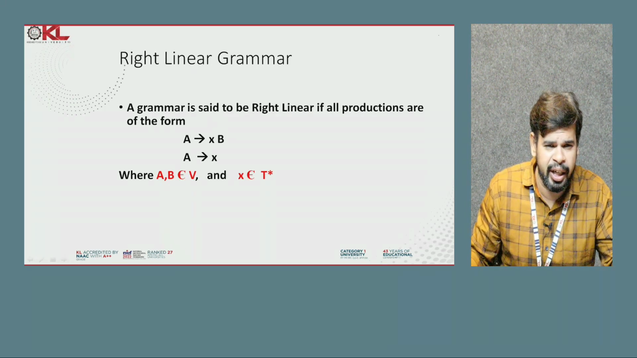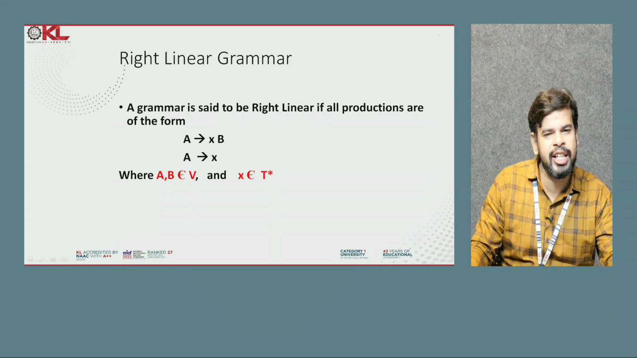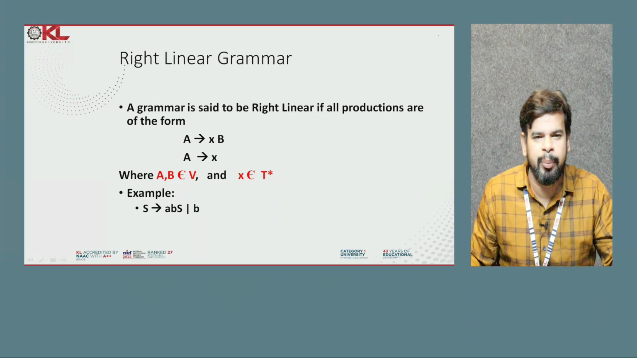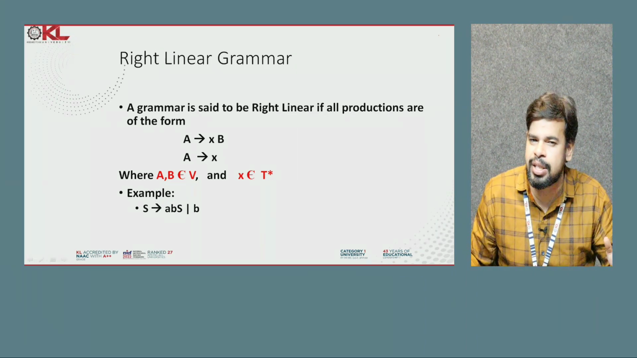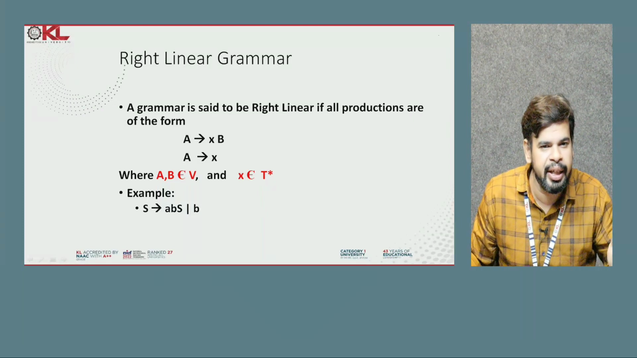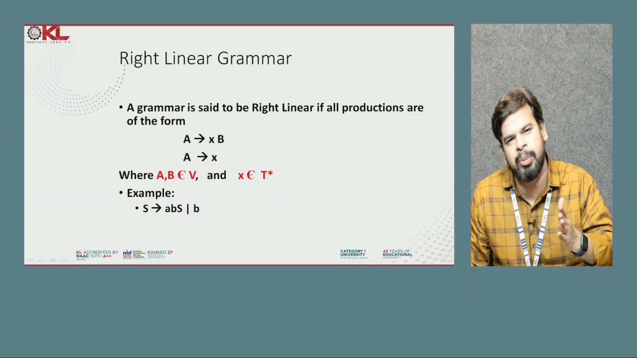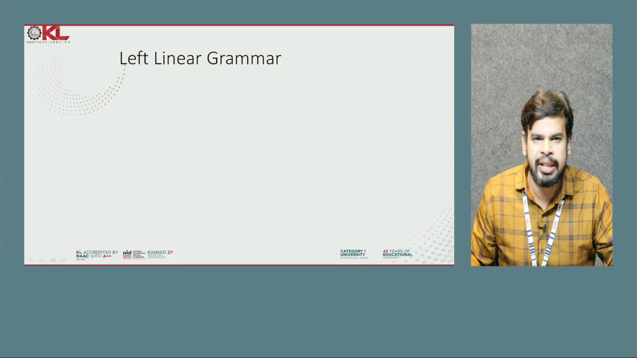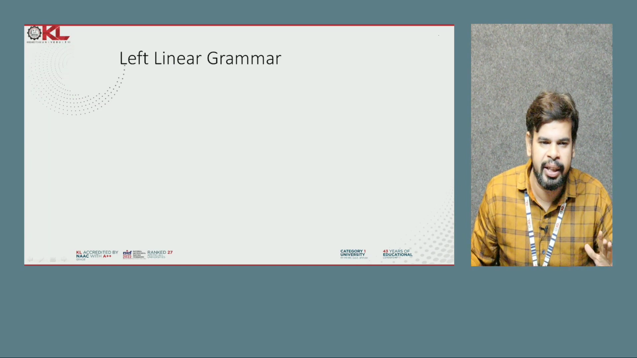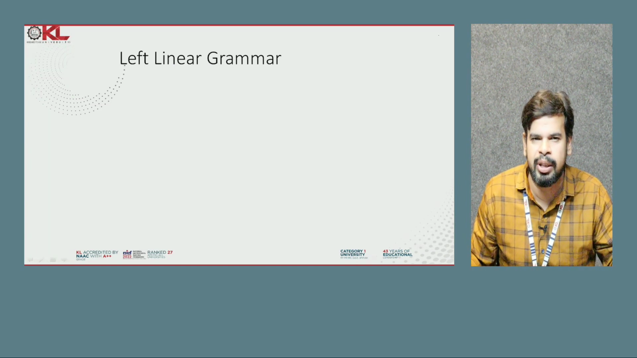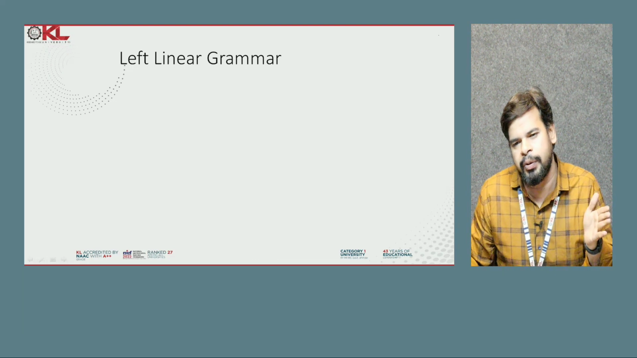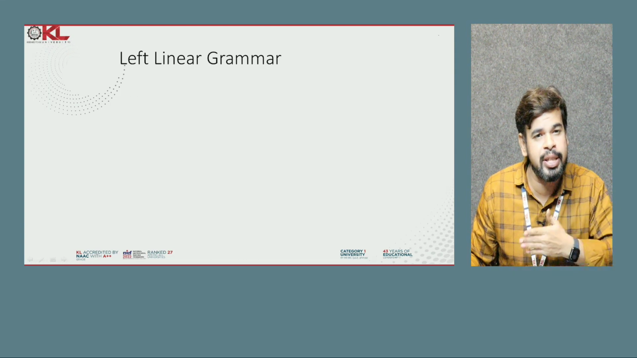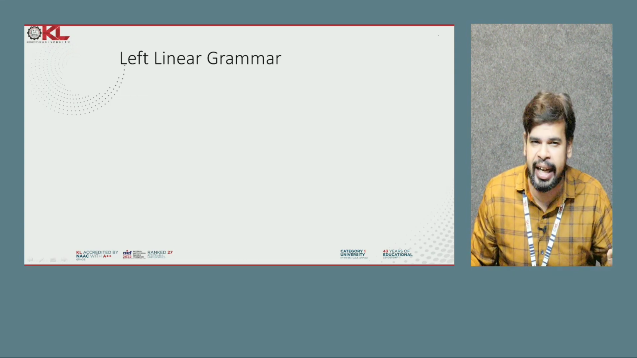So here you can see A and B belong to variables and x belongs to terminals. Now in this example you can see a, b, S. Here a, b are terminals and S is a variable. You can see that S is placed on the extreme right side, so it comes under right linear grammar. And the next one is left linear grammar, which is similar to right linear grammar. In right linear grammar all the variables are placed to the right, whereas in left linear grammar all the variables are placed to the left on the right hand side of the production.